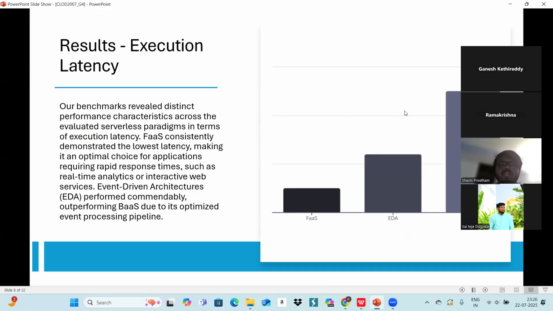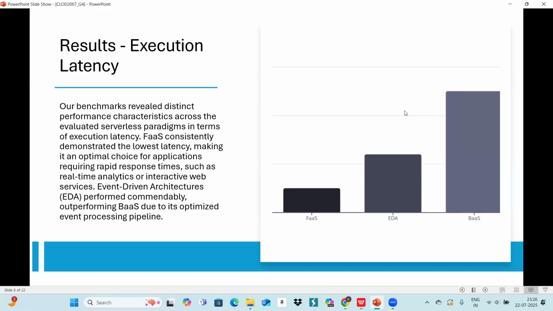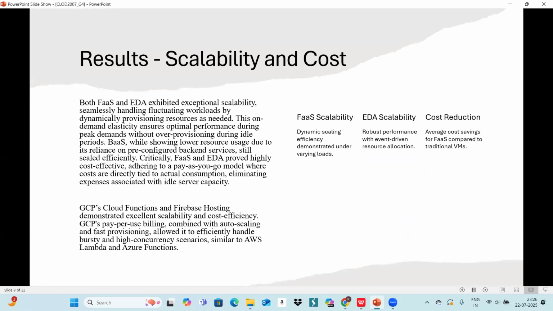Coming to results, scalability and cost, which are two major selling points of serverless computing. In scalability, both function as a service and event driven architecture scale automatically and instantly, handling up to around 1,000 concurrent requests with no manual tuning. Whereas backend as a service scales well but showed slight delays during sudden bursts due to underlying service limitations.